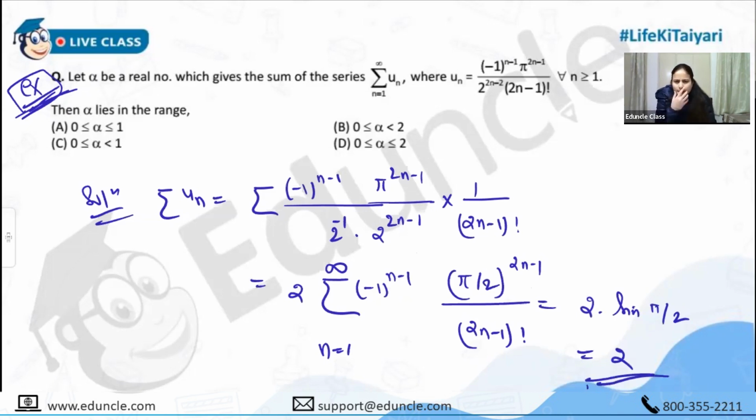Exact 2 milega na? n equal to 1, 1, n equal to 2, 3 factorial. Theek hai. Yes. So sum is what? Sum is 2. So alpha lies in the range, less than. Yes, D option would be correct. Theek hai. Just observe terms kiya karo aur kuch nahi.